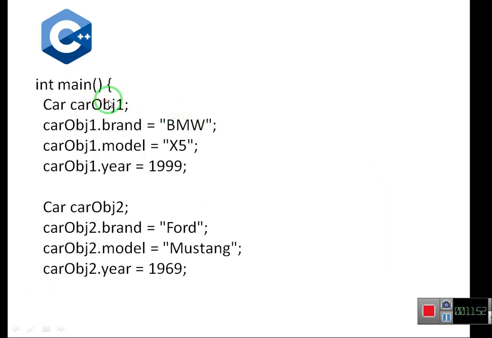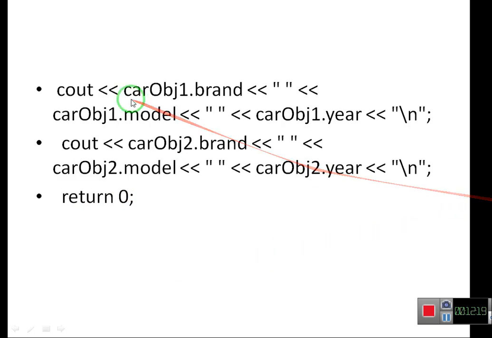So we have a main function here, Car. What is Car here? A class. carObj1 is what? It creates an object of class Car. So carObj1.brand is equal to BMW, carObj1.model is equal to X5, carObj1.year is equal to 1999. Here these two are string data types and this is an integer. Similarly, carObj2: Ford Mustang in 1969. So in cout we will call these attributes.